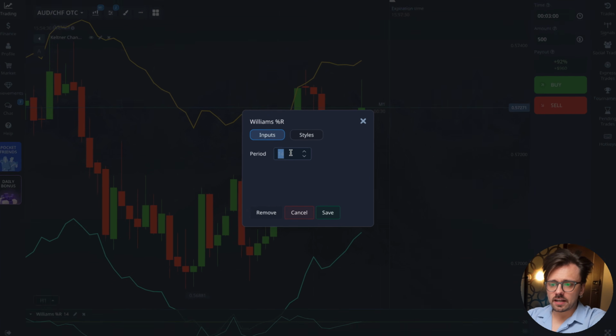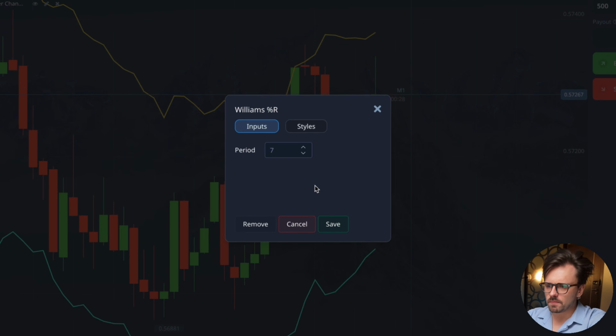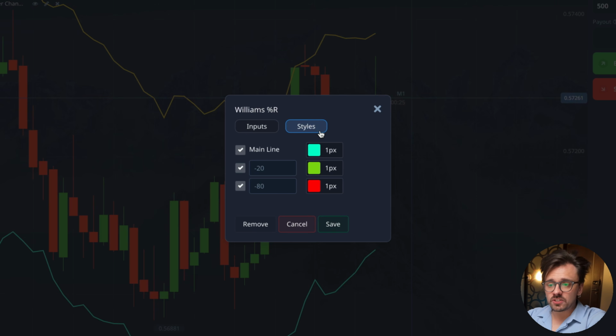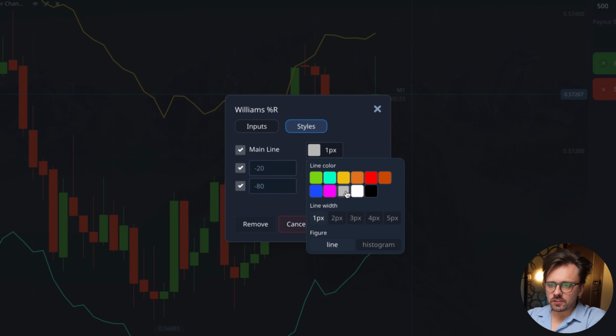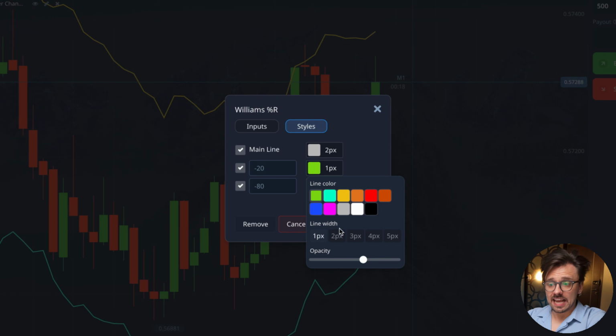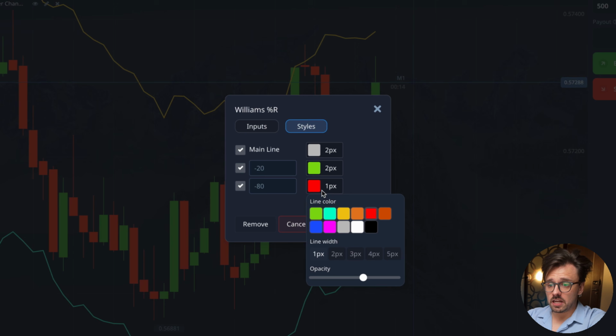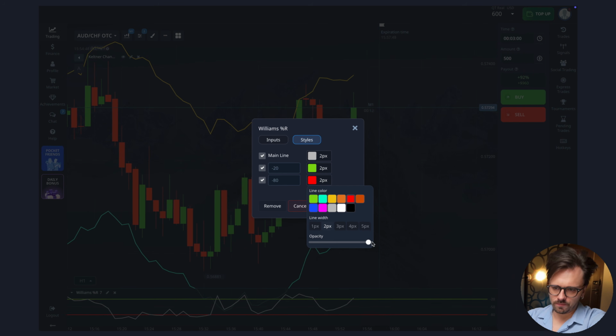Now I'll configure the second indicator, Williams, setting the period to 7. Indicators Williams and Keltner together filter out false signals and help find reliable entry and exit points. Better visibility, that's all we need. This setup gives a clear picture. Now comes the most important part, the trades.